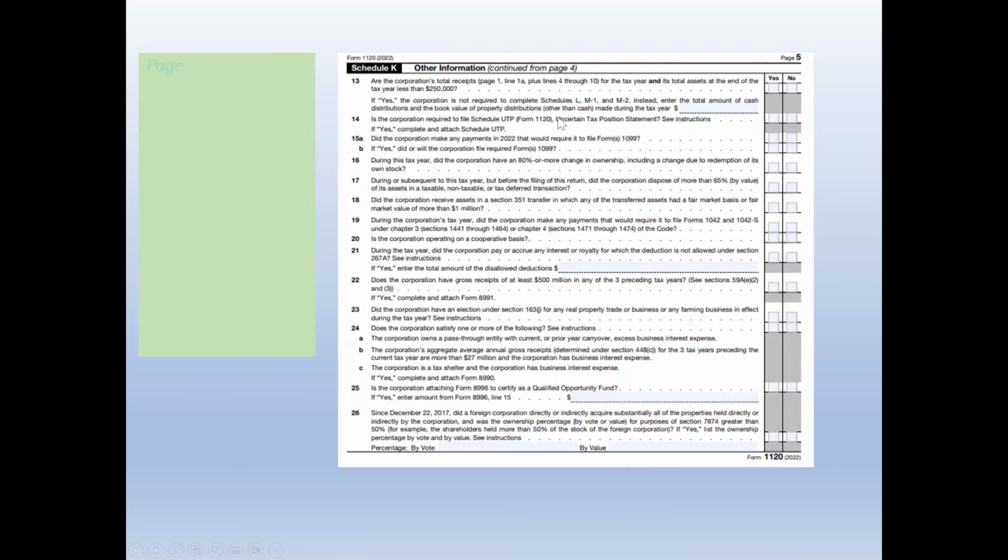And page 5 is a continuation of the other important information. And right here, a lot of people ask about 1099. So you look at question 15 right here. They basically ask, did the company make payment to anybody that was required to file 1099? So you want to answer this one properly. And they also ask you, if you are required to file this 1099, did you do it? So if you say no, then there will be an issue. So also, you just need to go through all these yes-no questions.